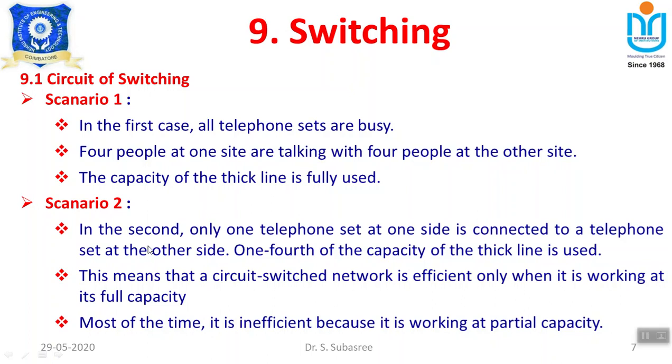But in the case of the second scenario, only one telephone set at one side is connected to a telephone set at the other side. So 1/4 of the capacity of the thick line is used. That means we are using one capacity, and the remaining 3 we are not using. This means that a circuit switch network is efficient only when it is working at full capacity. Why are we saying that? If all the systems are used, then the entire communication channel is used. But if we are using fewer communications, then the remaining will be unused, right? That is the reason we say it is efficient only if it uses the full capacity. Most of the time it is inefficient because it is working at partial capacity.